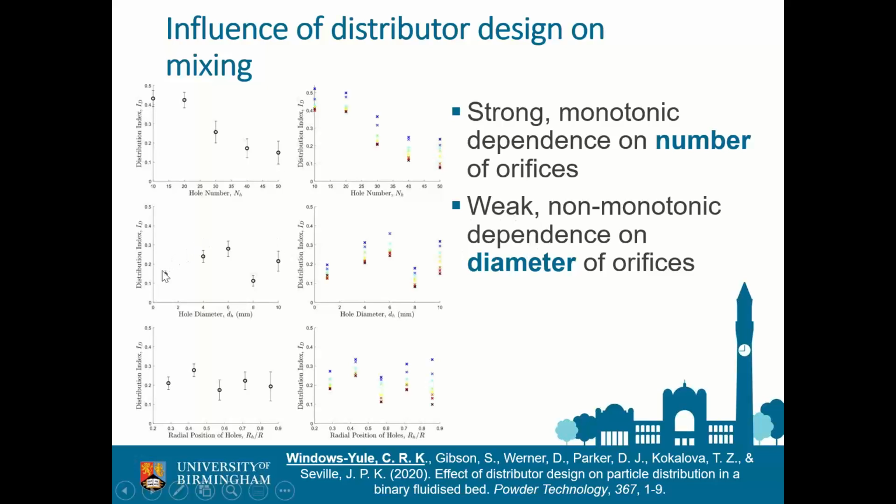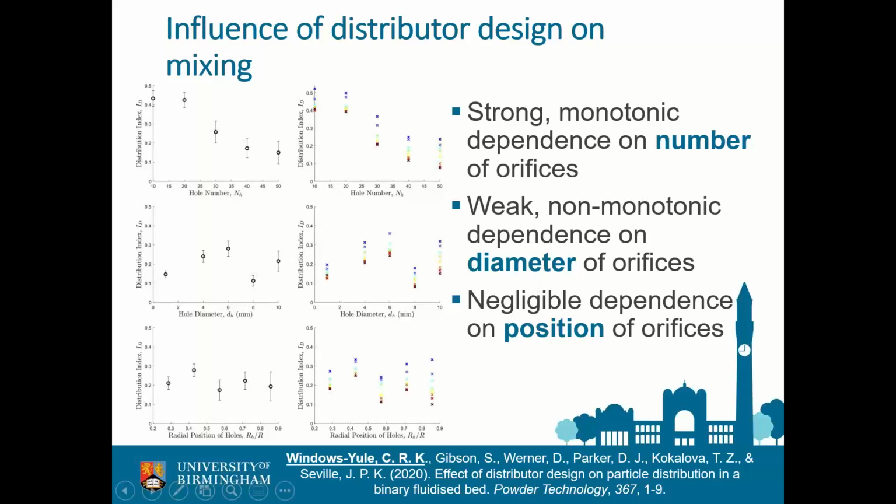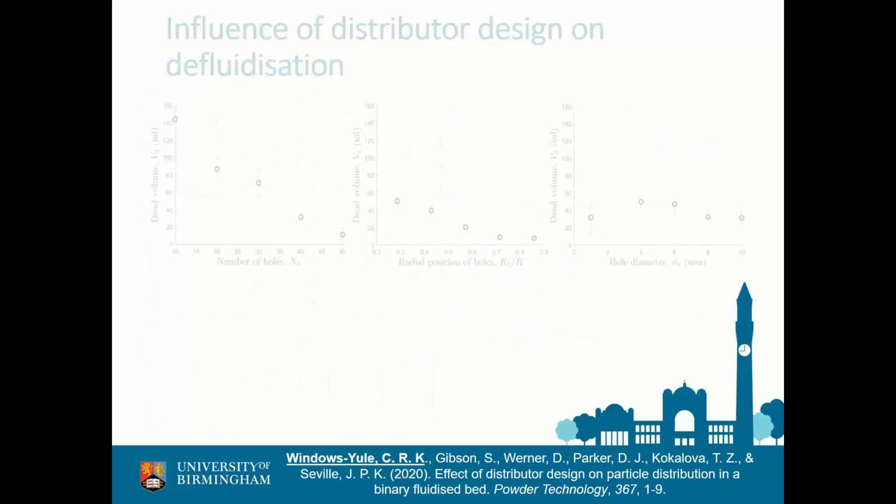We found a weak but interestingly non-monotonic dependence on the diameter of the orifices, which is actually a very interesting finding, because it's widely assumed that smaller diameters would lead to a larger pressure drop and therefore better mixing. What our results implied is there may actually be an optimal diameter for these orifices to cause maximum mixing. And finally, and perhaps most interestingly, we found that the position, the pattern in which we put these holes has almost no obvious impact on the behavior of the system.